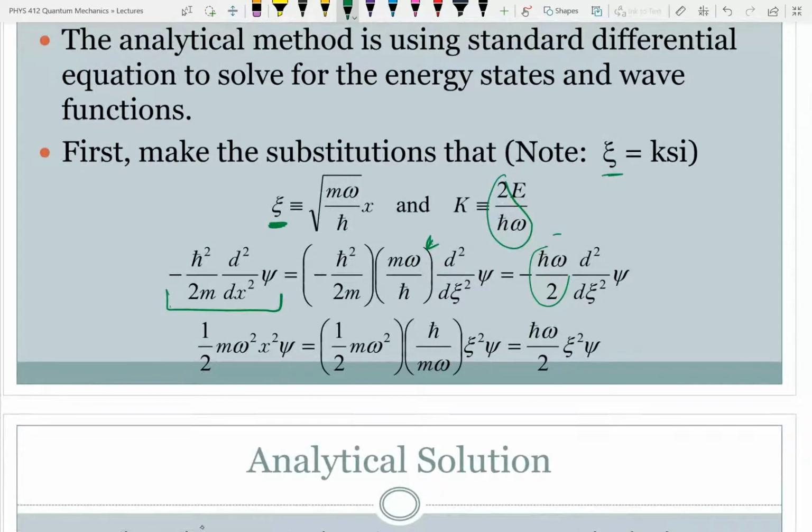So likewise, we look at the second term. When we do the change x to xi, we're going to have this term again squared now, because we just substituted x is equal to the square root of h bar over m omega times xi. It's inverted from what we had before. It's squared again. And we have the same factor of h bar omega over 2 times xi squared psi.